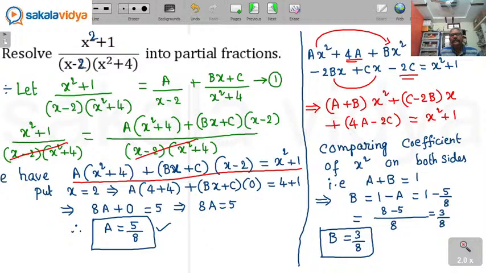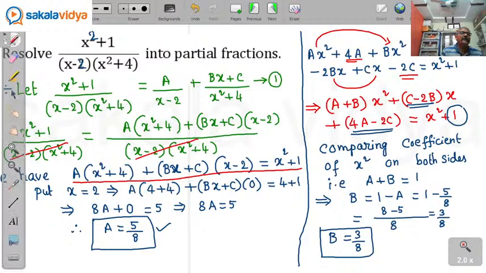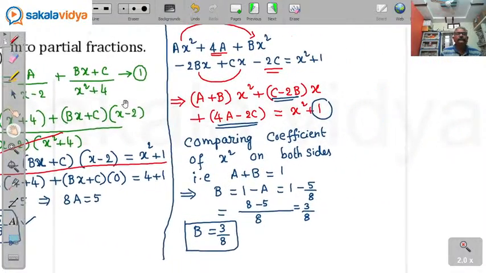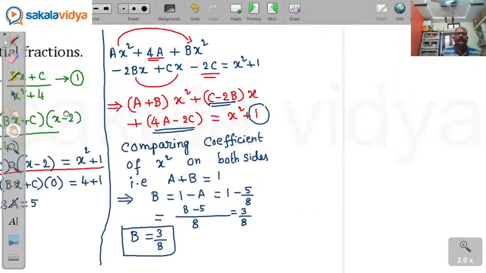So now we need to evaluate the C value. How to evaluate the C value? Just compare the constant: 4A minus 2C is equal to 1. Or even the x coefficient also we can use to find C. Here the x coefficient is absent, so C minus 2B is 0. In that way also we can find it. So now let us find out.